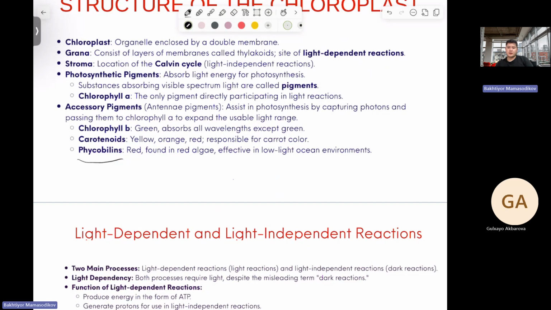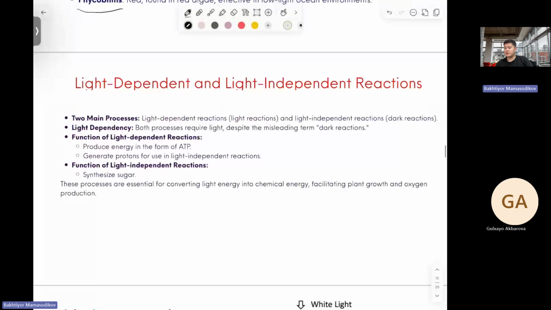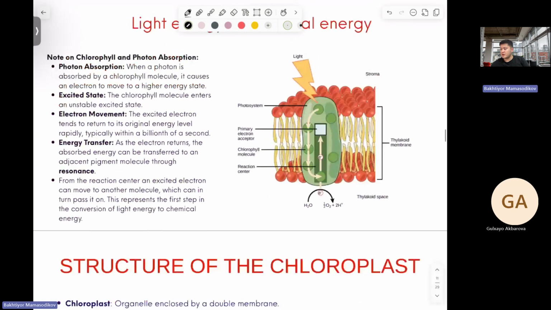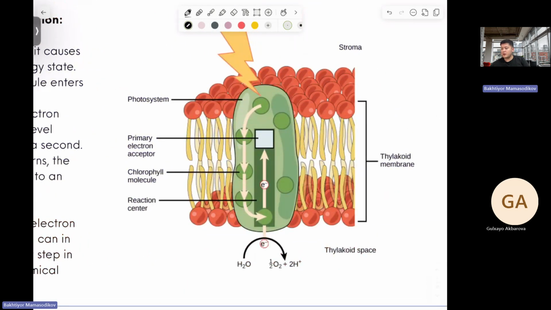So this is about chlorophyll A and B. Let's shift to the light-dependent and light-independent reactions. We have two reactions, as we said in the beginning of the lecture. As you can see, this is the excitement of the electrons. This is the primary electron acceptor, and this is the chlorophyll molecule. This is the thylakoid membrane, the thylakoid space, and this is the photosystem, the big one. Inside the photosystem, there is chlorophyll.